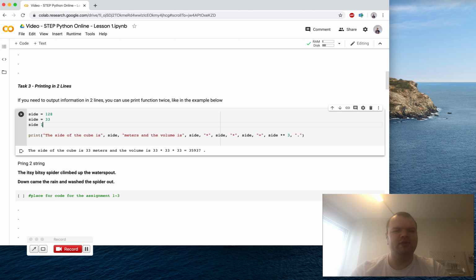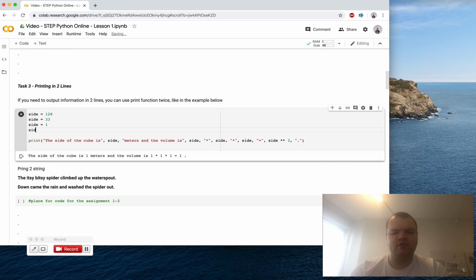So for example, if we do side equals 1, here you have the example. And then if you have something like side equals side plus 3, you get 4.